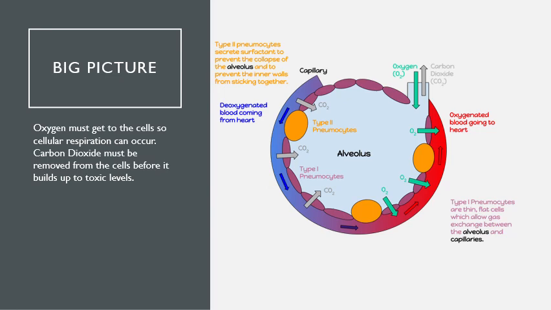So, big picture. Oxygen has to get into the cells so cellular respiration can occur. At the same time, you need to remove carbon dioxide from the cells before it builds up to be a toxic waste product. So you need to get oxygen to the cells while removing carbon dioxide from the cells. I won't say it's a complex process, but we have an efficient process for making this happen.